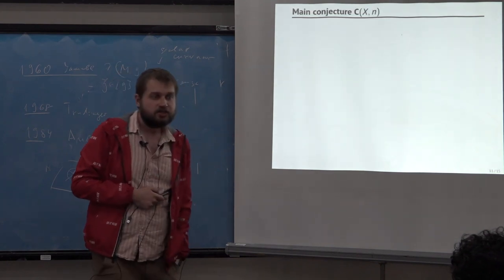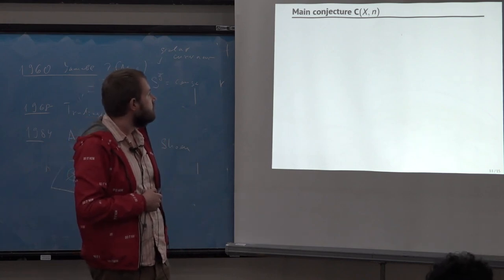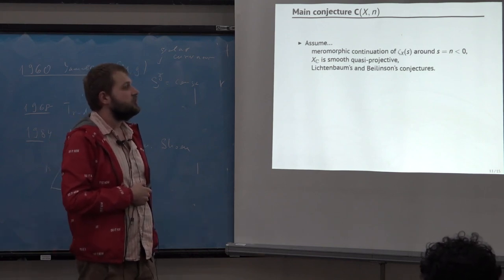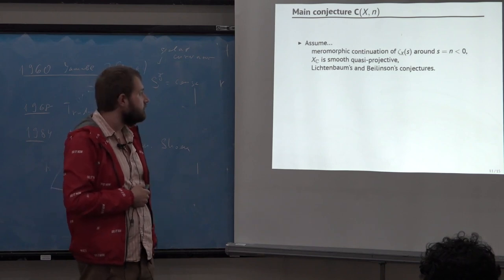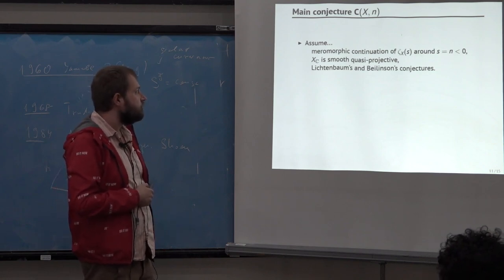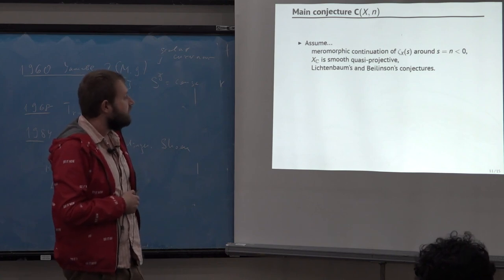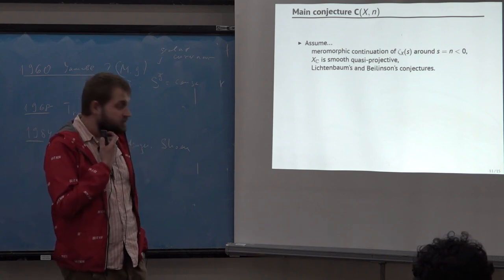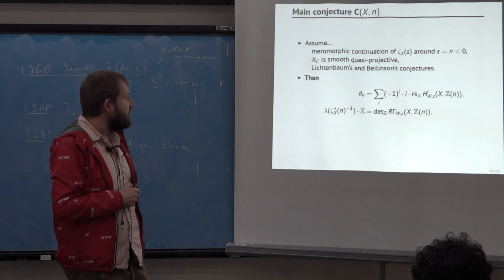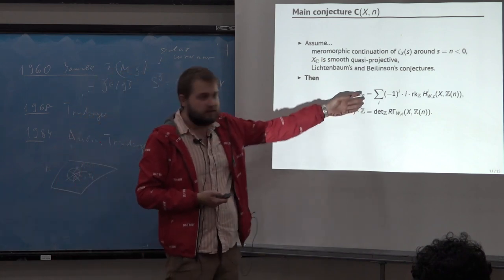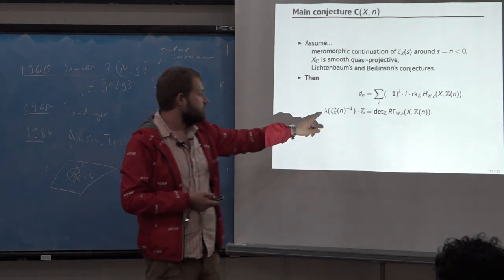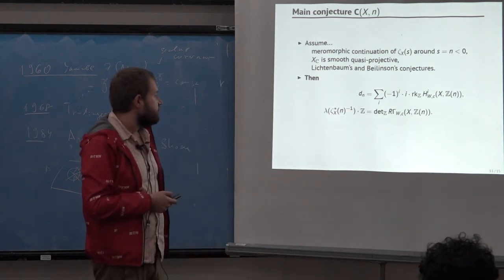So what is the conjecture? What do we conjecture about all this? Let's assume that there is a meromorphic continuation of the zeta function around some negative integer n. Then for the regulator to exist, let's assume that the complex fiber is smooth and quasi-projective. And let's assume Lichtenbaum's conjecture about the finite generation of motivic cohomology and Beilinson's conjecture about the regulator. So in this case, we conjecture that this holds, no? That this formula gives the vanishing order, and this one gives us precisely the special value up to sign.